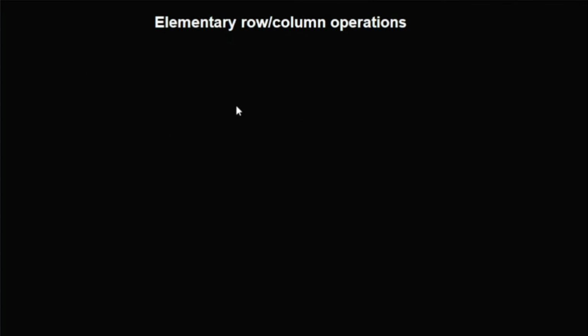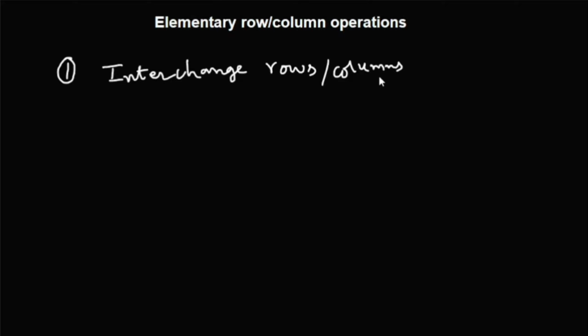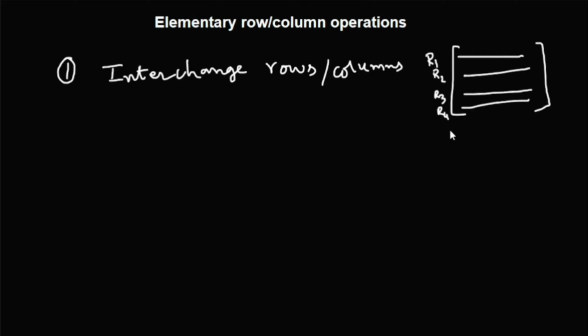So coming to the elementary row or column operations, here we should remember 3 points. The first point is you can interchange two rows or columns as a part of elementary operation. You can interchange R1 and R4 or any two rows. For example, I take R1 and R2 like this. I write this, which means you are going to interchange R1 and R2.